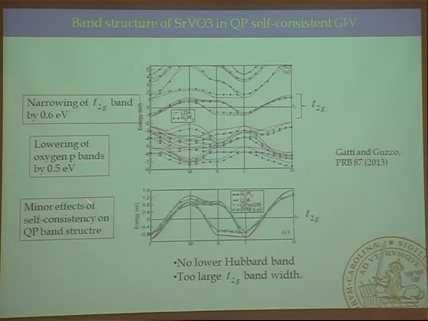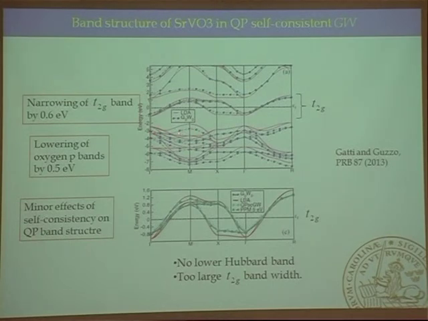If you do self-consistent calculations, again with the GW, you still have problems with the band narrowing. So there is not enough band narrowing even if you do self-consistent calculations. But one good thing is that we got better positions of the oxygen band.